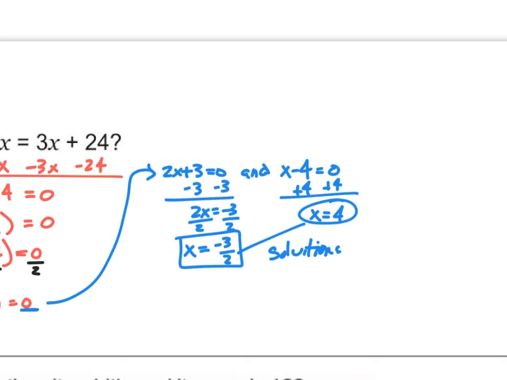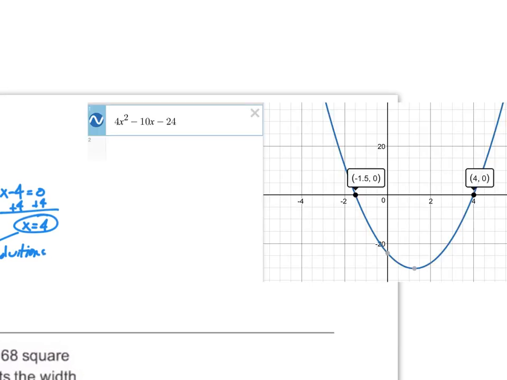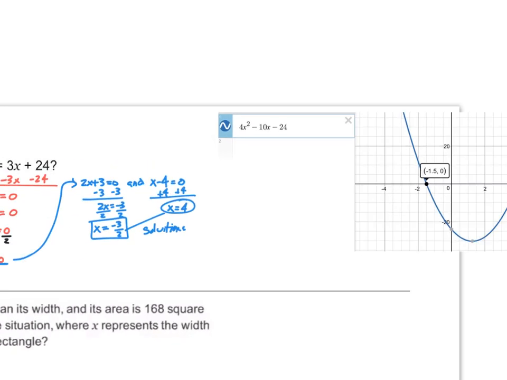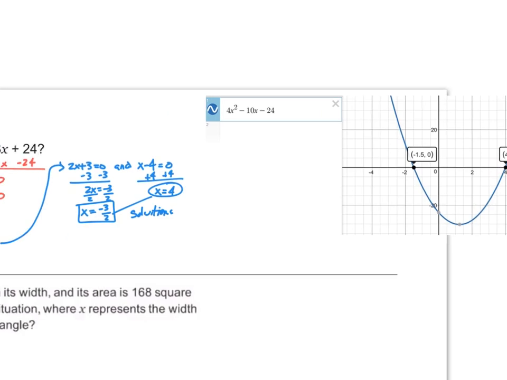And what I want to do is graph this original thing, 4x squared minus 10x minus 24, and make sure that we do get these values. So let me do that real quick. I'm going to move over here. And would you look at that? Negative 1.5 and 4. And that's exactly what we had. That's what we wanted to get. Negative 3 halves is the same thing as negative 1.5. And then we got x equals 4, and that's that point there. So you can always verify graphically if you're doing it right. So here's what we got.